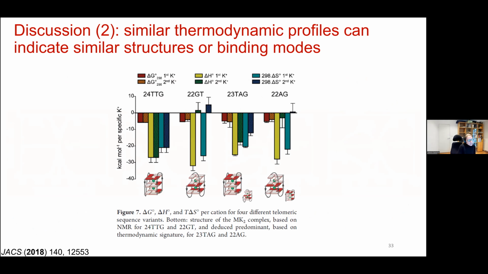Another point of discussion is that the thermodynamic profiling of folding or of binding can also be useful when you don't have access to high resolution structures, because a similar thermodynamic profile for binding or folding can also indicate folding into similar families. So in interest of time, I will not go into the details of this part, but you can see the discussion in this paper.